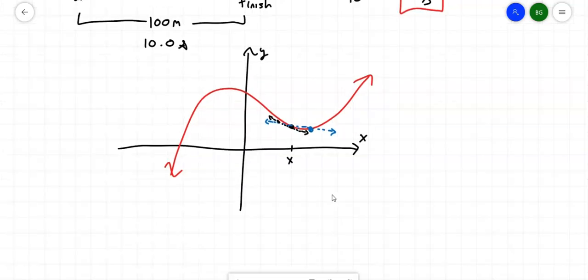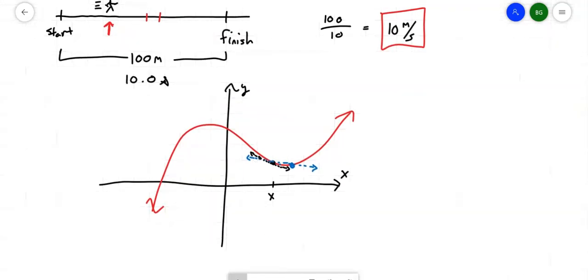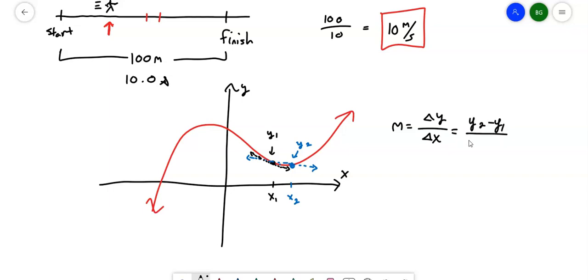So let me mark this up just a little bit more. We'll call that one x1, and we'll call this one x2, and of course the y coordinates we'll call y2 and y1. Well, let's find the slope of this secant line. Slope is the change in y over the change in x, which is y2 minus y1 over x2 minus x1.